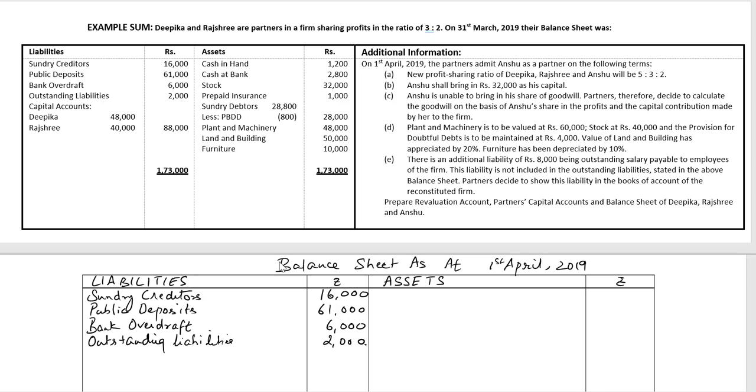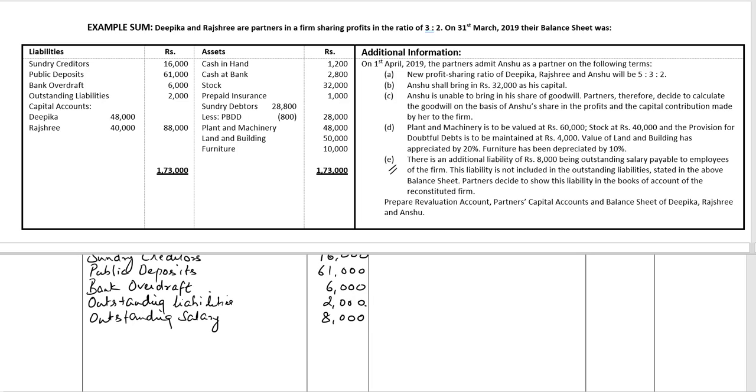Now as per point E, the additional information, there is an outstanding salary payable to employees of rupees 8,000. So let's insert that. Outstanding salary, 8,000 rupees.